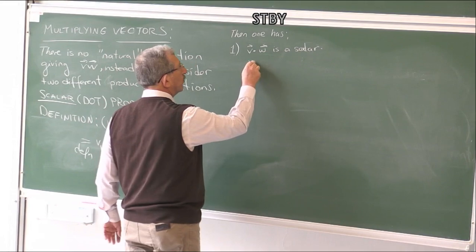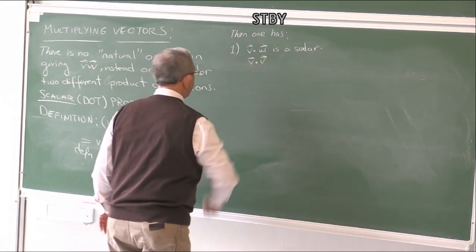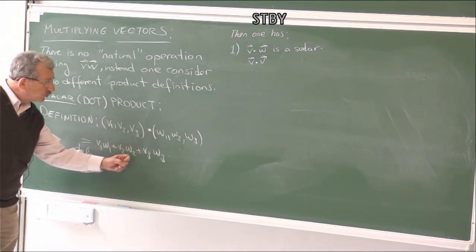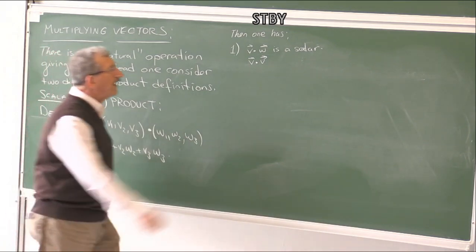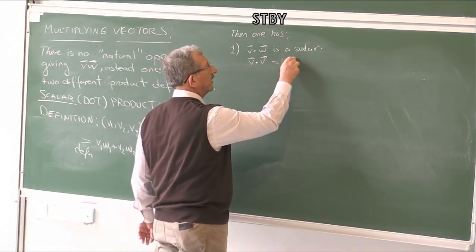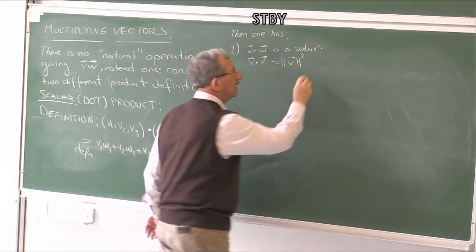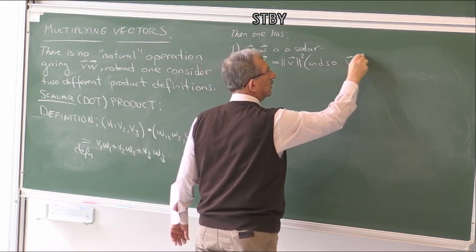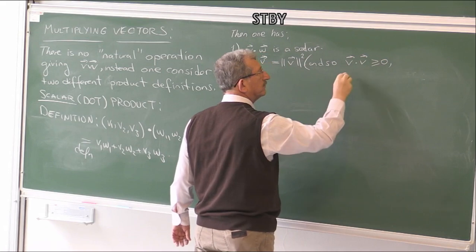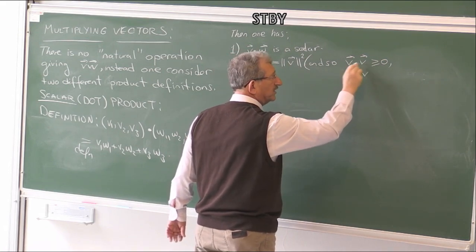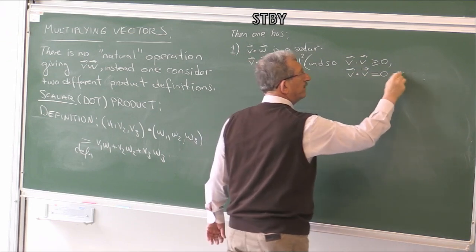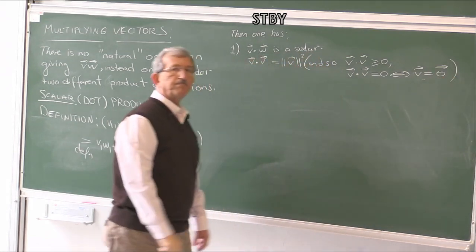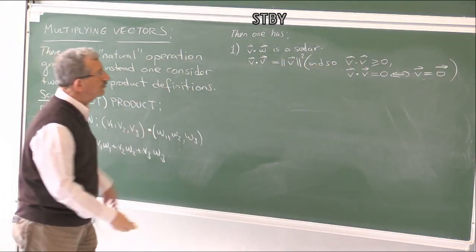Well, of course, from the definition itself, if we take the dot product of v by itself, we have v1 squared plus v2 squared plus v3 squared. That is the length of the vector squared. And so a dot product with itself is always non-negative, and it is 0 if and only if v is the 0 vector. It's easy to check these things.